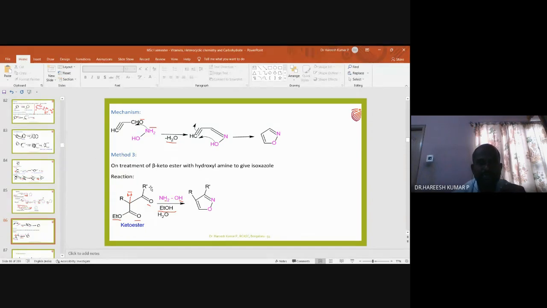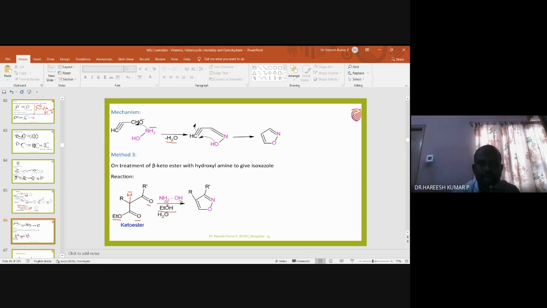And method 3, on treatment with beta ketoester. This intermediate you have seen in the previous method of preparation. So what is the name of this compound? Ketoester. So this is called keto, and this group is called ester. Where is the keto? This position is alpha, this position is beta. Beta ketoester. That means synthesis of isoxazole starting with beta ketoester on treating with hydroxylamine.